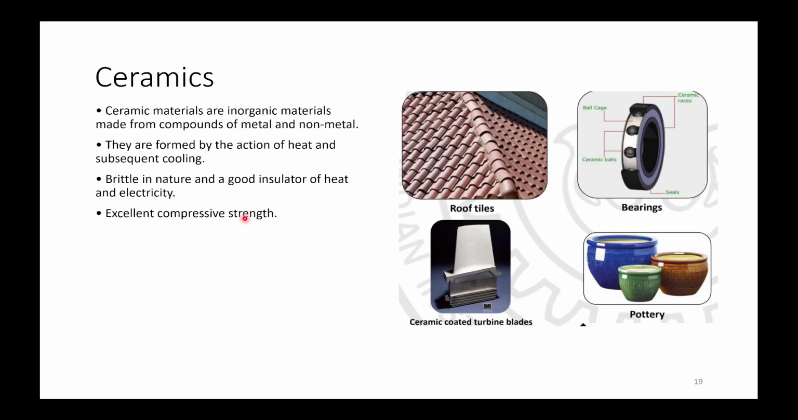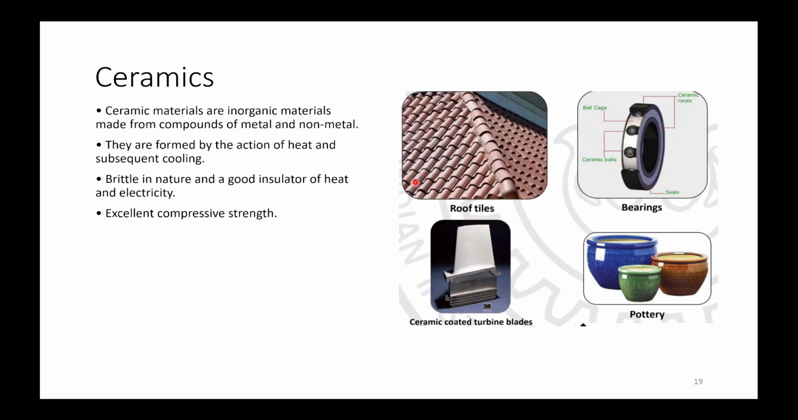Now ceramics. Ceramic materials are inorganic materials made from compounds of metal and non-metal. As I told before, one part will be metal and one part will be non-metal. These are formed by action of heat and subsequent cooling, and these are brittle in nature and a good insulator of heat and electricity, and these have excellent compressive strength.